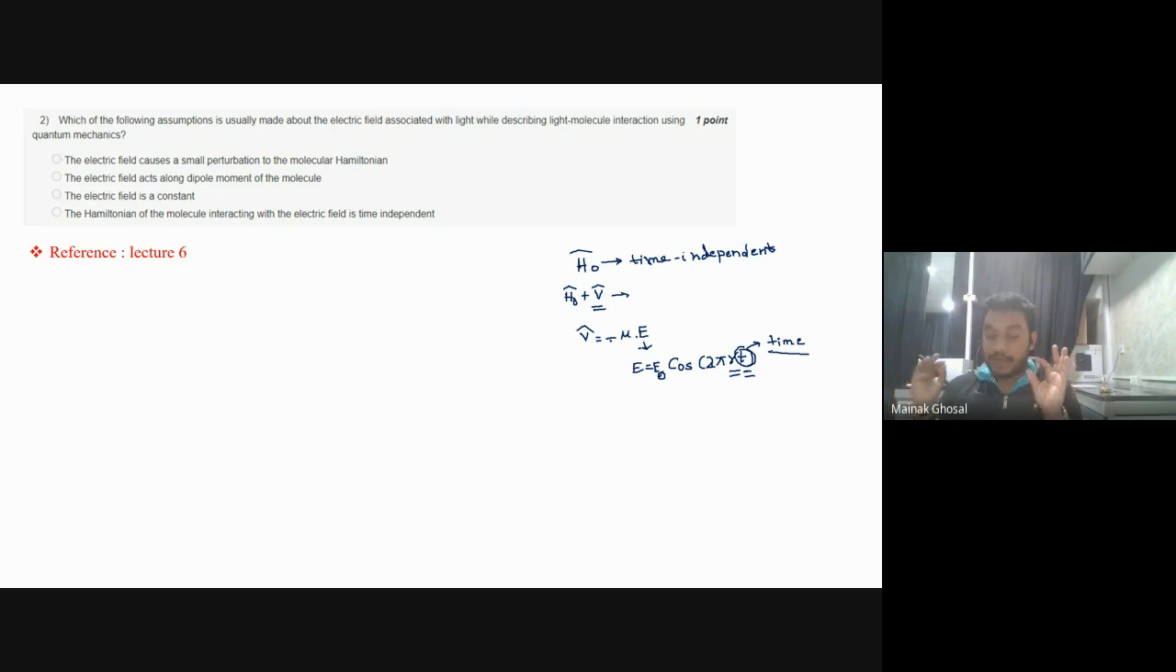So this indicates that the new Hamiltonian of the system, if I represent it as capital H, which is the summation of H naught and V, is not time independent. This H will be time dependent. So your fourth option, which says that the Hamiltonian of the molecule interacting with the electric field is time independent, is not correct. It will be time dependent. So this cannot be the correct answer.